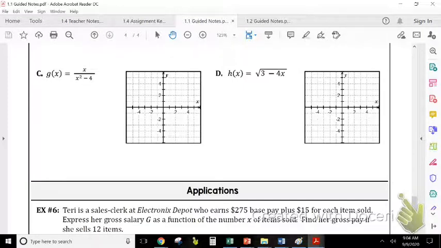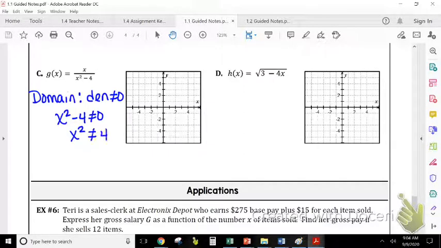Well, this is a fraction. So we know that our domain, that's one of the restrictions. That means that the denominator cannot equal 0. So we have x squared minus 4 cannot equal 0. And so this is a difference of squares, so I could factor it, or I can go ahead and add the 4. So x squared cannot equal 4. Take the square root, so remember that means x cannot equal plus or minus 2.